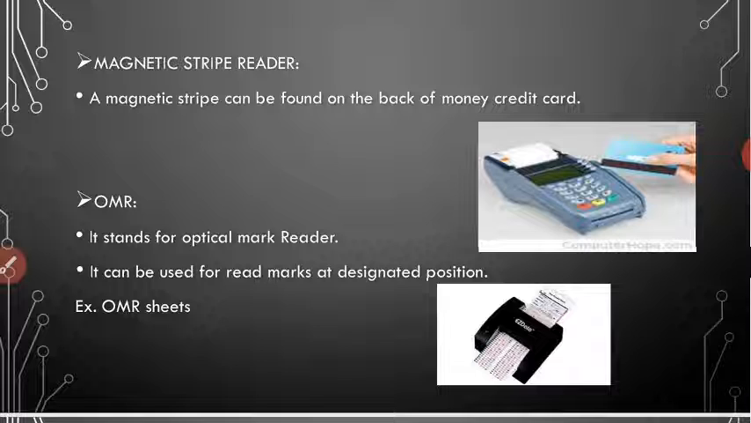Next one is OMR. OMR stands for optical mark reader, and it is used to read marks at designated positions, like an OMR sheet. When we give an offline paper for an offline exam or any competition type of exam, most of the time we fill in an OMR sheet, which is checked by OMR devices, called optical mark readers, which you see in the picture clearly.